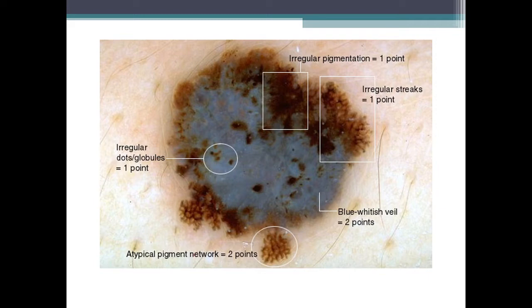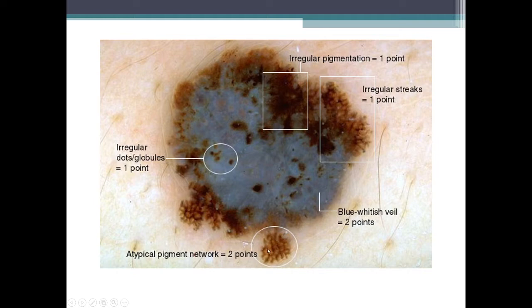To show you even more sophisticated, here are some patterns, some structures, what we are looking for, and we want to know if these patterns are symmetrical or not. This is melanoma, so all the patterns we are looking for are asymmetrical. So, I hope that you see my mouse. Here are some streaks. Normally the streaks should be symmetrical and regular all over the lesion.